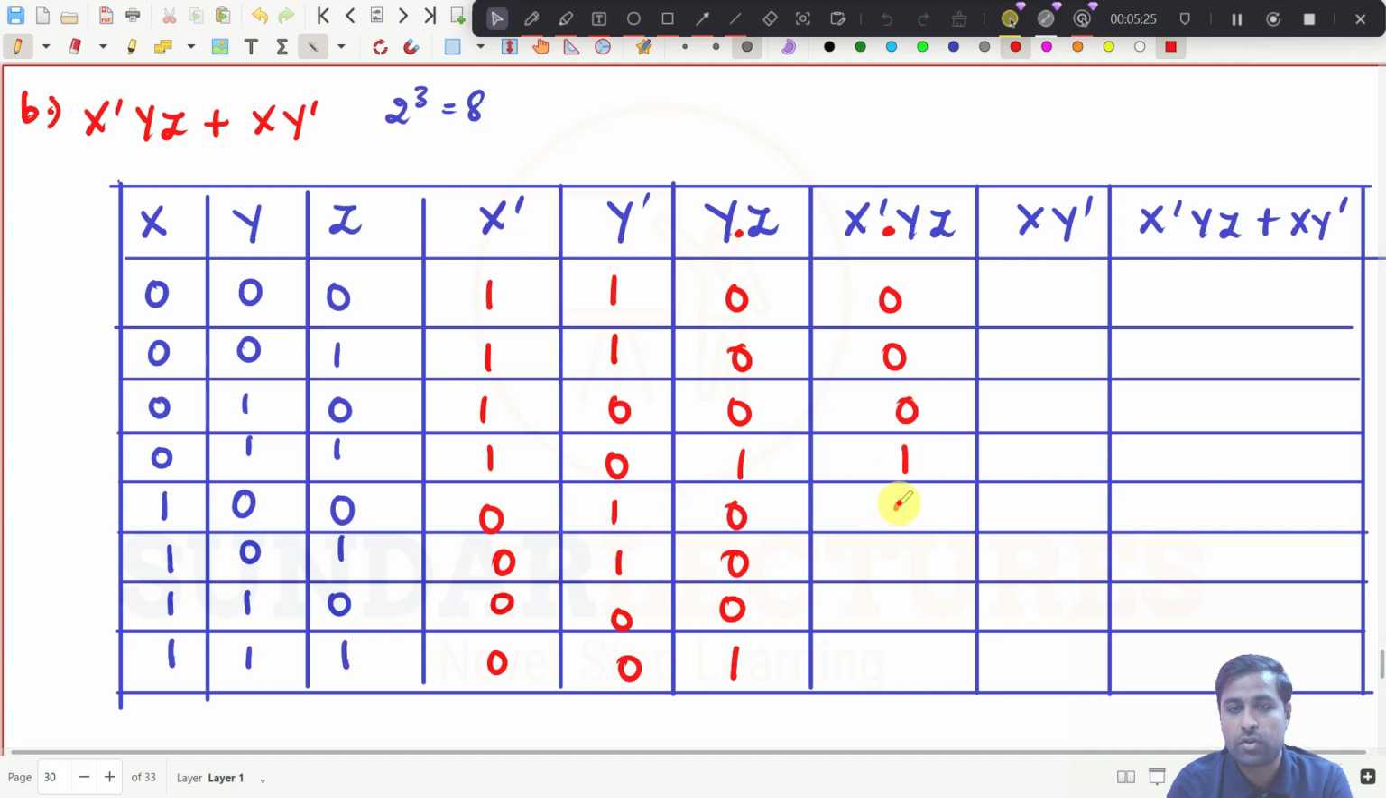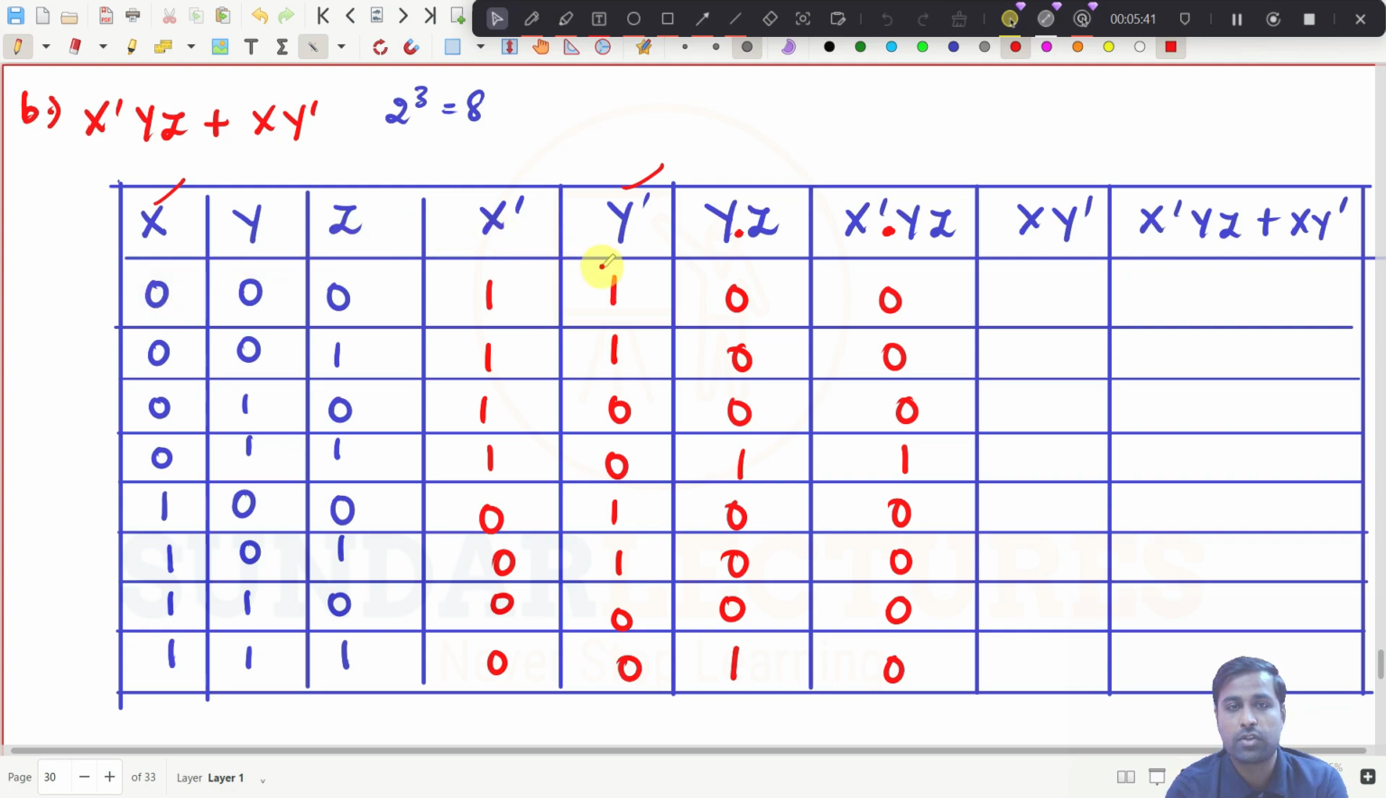And then 0 0 it will be 0, 0 1 it will be again 0. And you see, you have to multiply x and then y dash, this one and then this one.